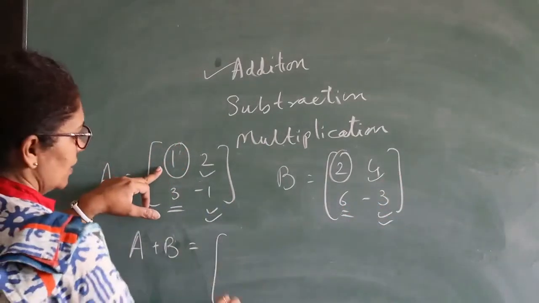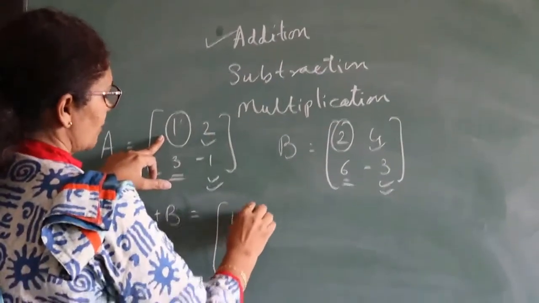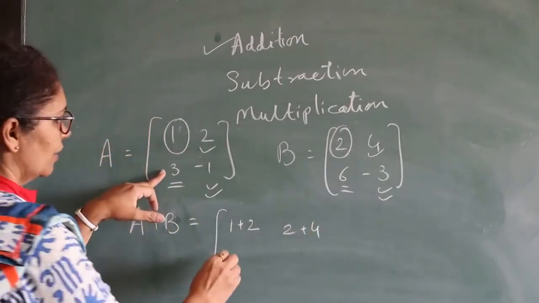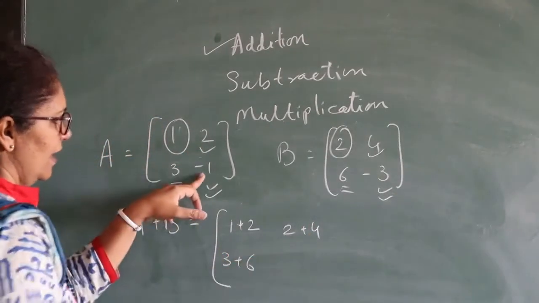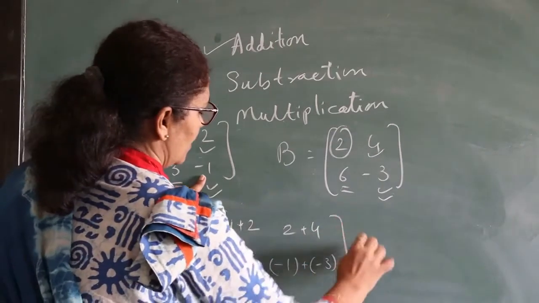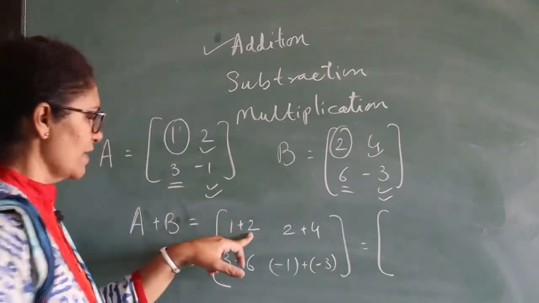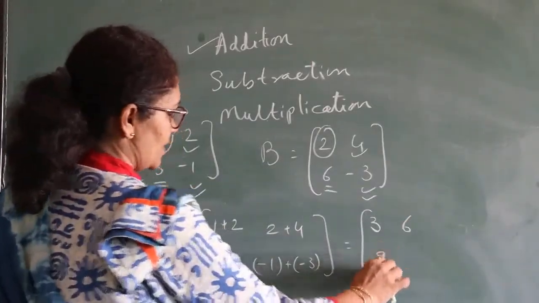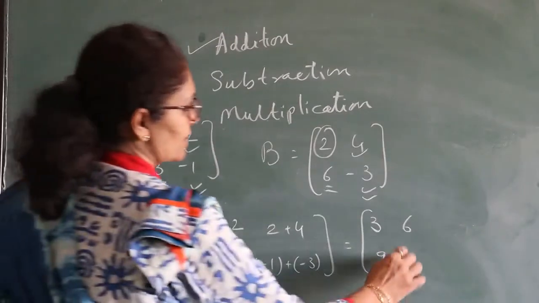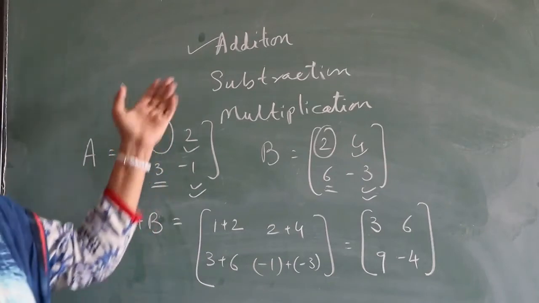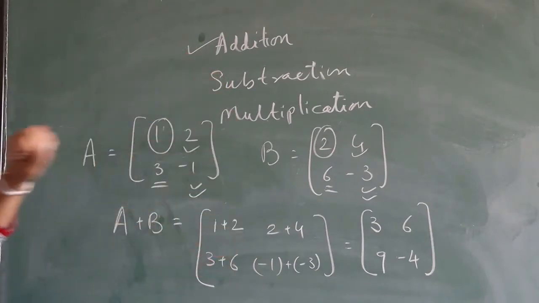So what is your answer? First one is 1 plus 2, second is 2 plus 4, third is 3 plus 6, and last is -1 plus -3. Now we get the answer, a very simple concept. 1 plus 2 is 3, this is 6, 6 plus 3 is 9, and last, -1 minus 3 is -4. This is the simple thing, addition of matrices. No need to go deep into it because you already know simple addition.